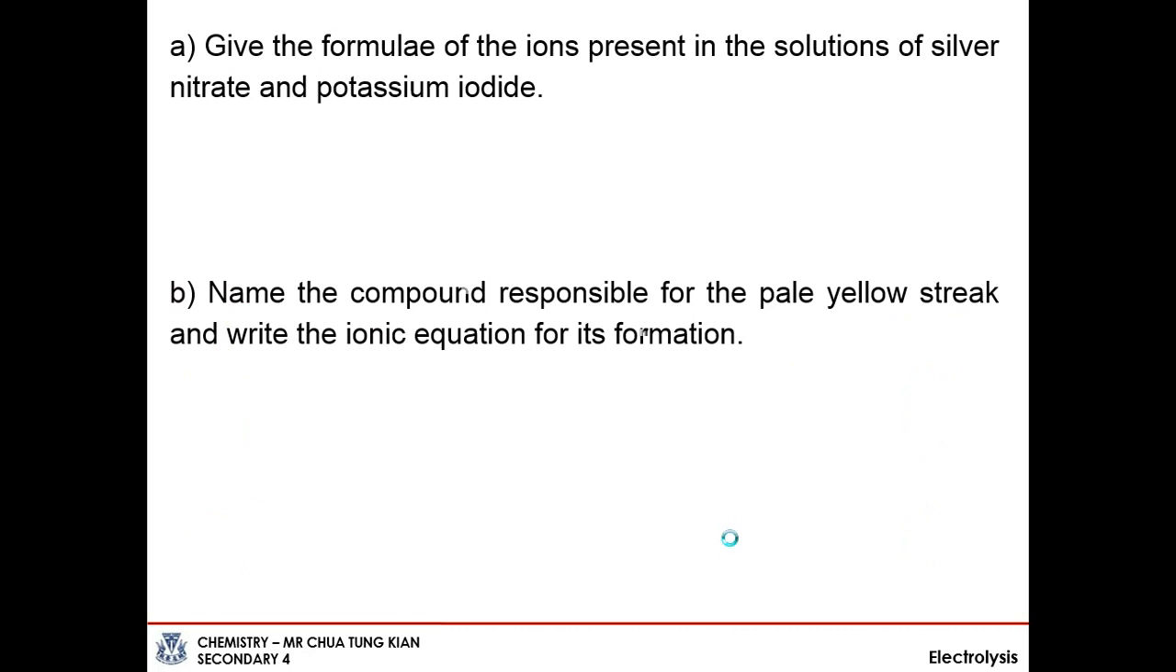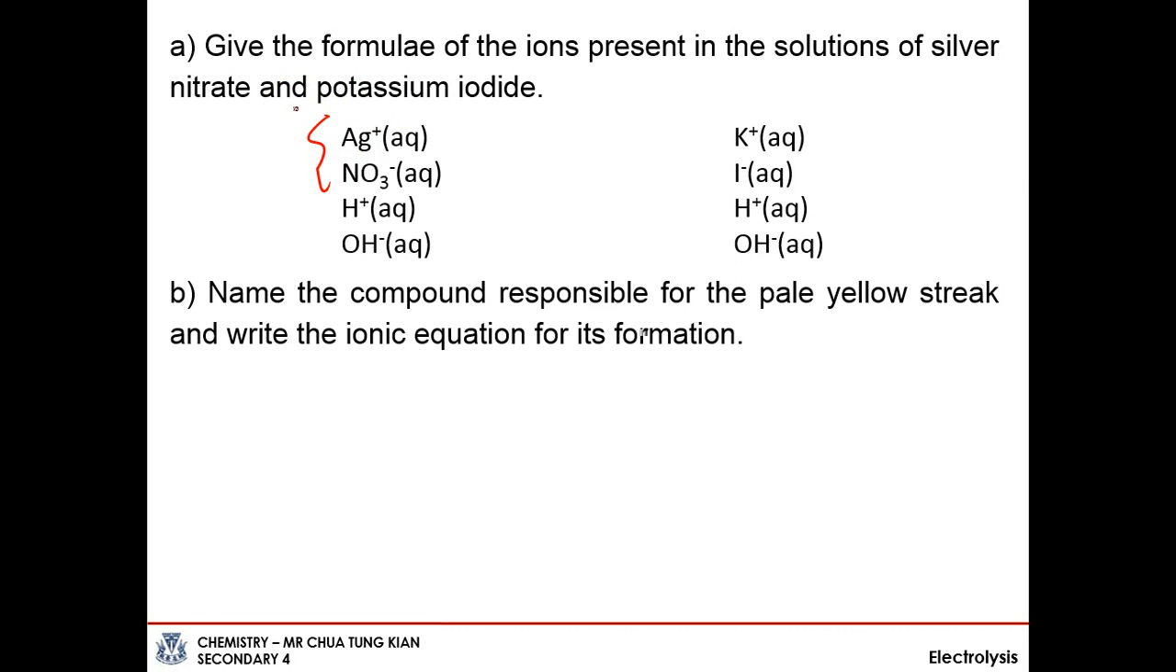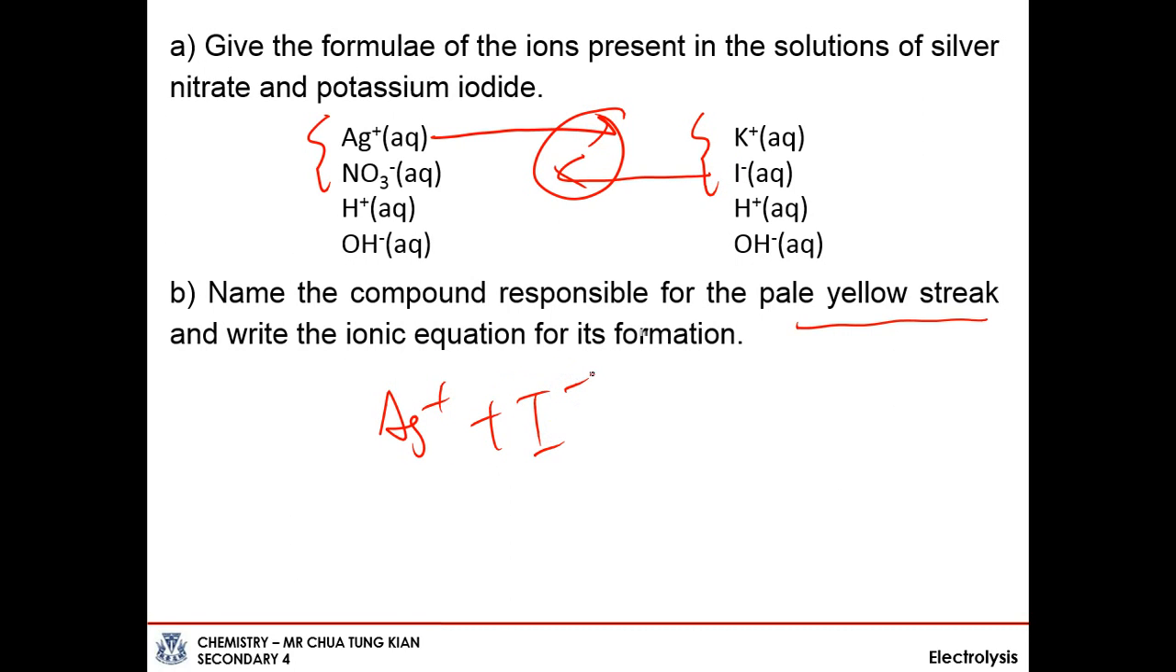So let's take a quick look. So what are the ions present in the solutions? We have Ag plus, NO3 minus for the silver nitrate solution, K plus, I minus for the potassium iodide solution. So what is the pale yellow streak here? As mentioned earlier, Ag plus migrates over, I minus migrates over, somewhere along the way they meet, Ag plus reacts with I minus, and it gives you your AgI, silver iodide. This is a yellow precipitate. Recall from QA, silver chloride is white in color, silver bromide is pale yellow, and silver iodide is yellow in color.